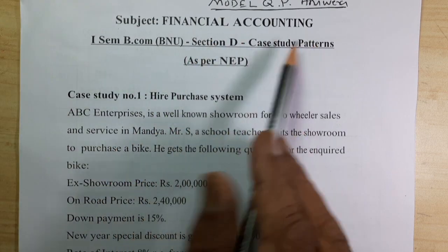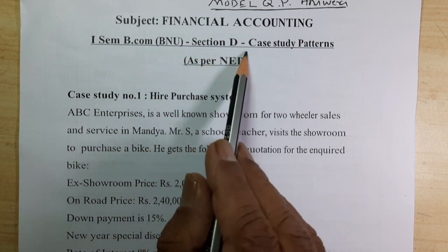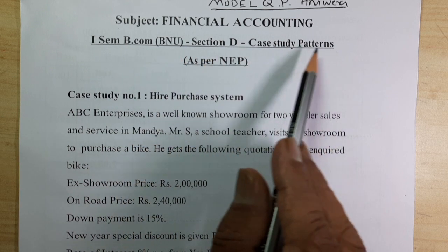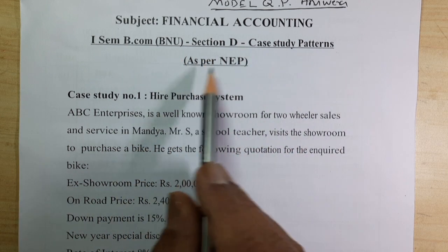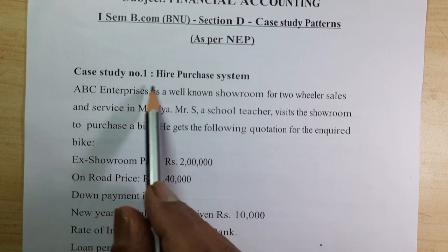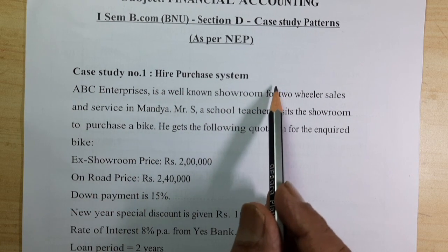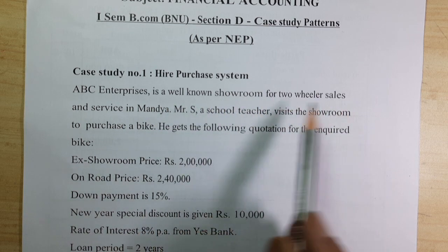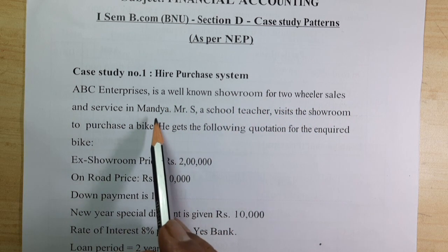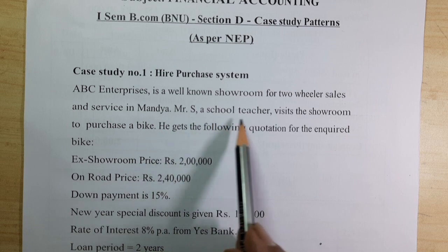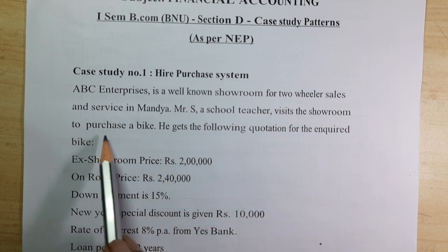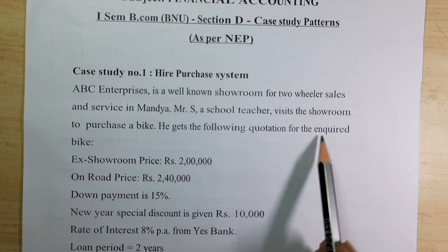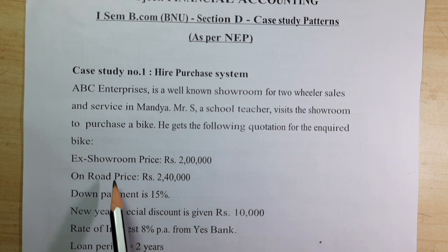Subject Financial Accounting, first semester BCom BNU, Section D, case study patterns. I have given just the case study pattern as per NEP. Case study number 1, hire purchase system. ABC Enterprises is a well-known showroom for two-wheeler sales and services in Mandya. Mr. S, a school teacher, visits the showroom to purchase a bike. He gets the following quotation for the enquired bike.